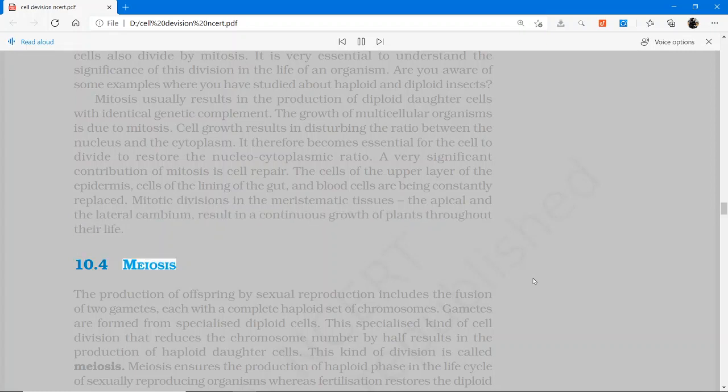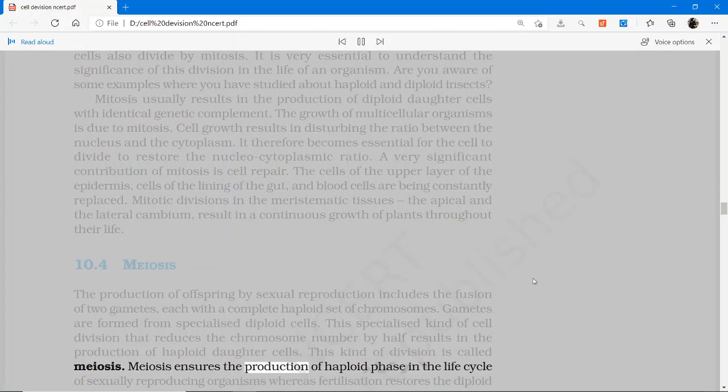10.4 Meiosis. The production of offspring by sexual reproduction includes the fusion of two gametes, each with a complete haploid set of chromosomes. Gametes are formed from specialized diploid cells. This specialized kind of cell division that reduces the chromosome number by half results in the production of haploid daughter cells. This kind of division is called meiosis.